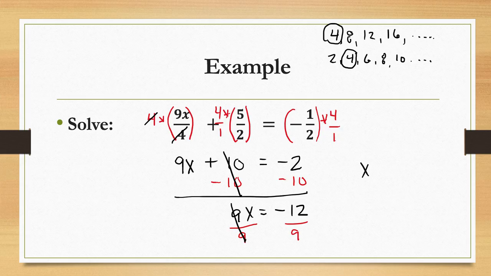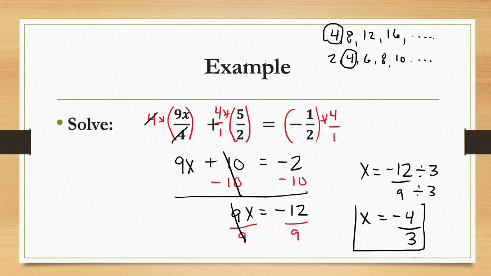which gives me x is equal to negative 12 over 9, which is a fraction that we can reduce. So both 12 and 9 are divisible by 3. So when we do that, 12 divided by 3 is going to be 4, and 9 divided by 3 is going to be 3. So our final answer, x is equal to negative 4/3.